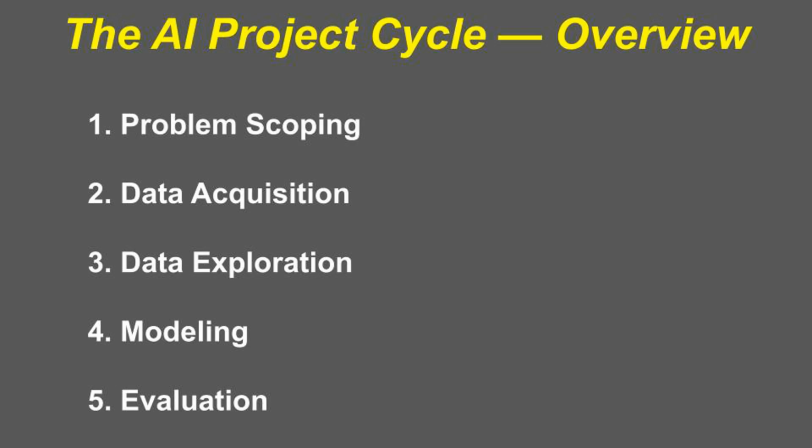The AI project cycle works just like a roadmap. It takes us step by step from identifying a problem to collecting and analyzing data to building and testing an AI model. Each stage builds upon the last and helps make our final solution accurate and meaningful.